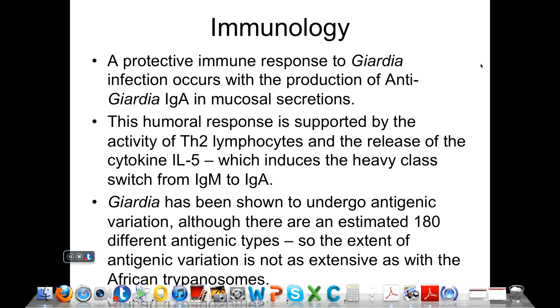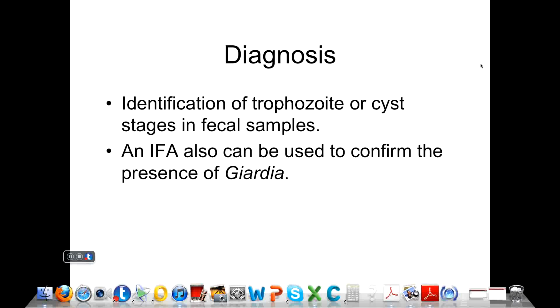Over time, in endemic areas where people are frequently exposed to Giardia cysts, it seems quite clear that clinical immunity develops and people stop developing symptomatic responses when they ingest Giardia cysts. The disease is diagnosed by observing fecal samples and identifying either trophozoites or cysts in the fecal samples.